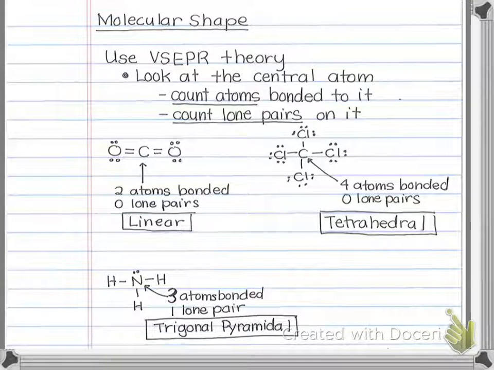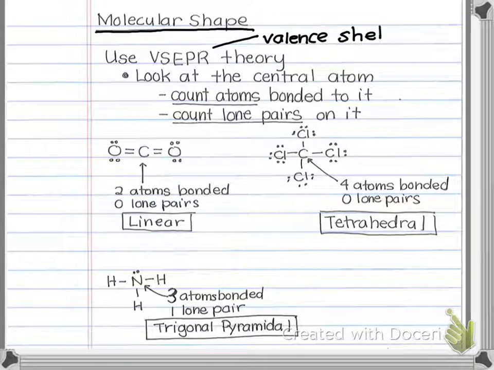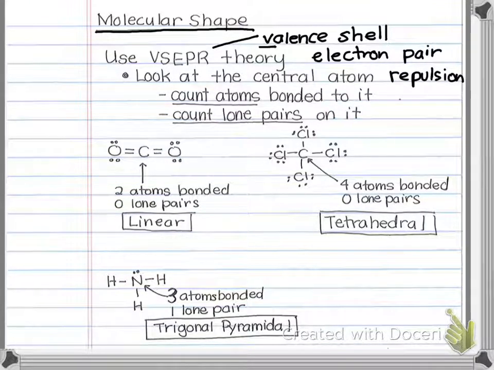One thing we can determine from Lewis structures is the molecular shape. We use a theory that's called VSEPR, and I don't expect you to remember what it's called, but it stands for valence shell electron pair repulsion. I like to point it out because it actually sounds more intimidating than it is, but that's what VSEPR is.